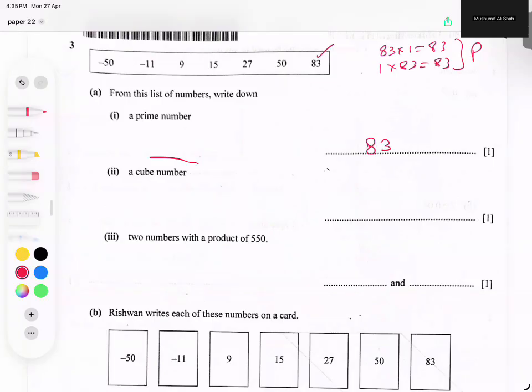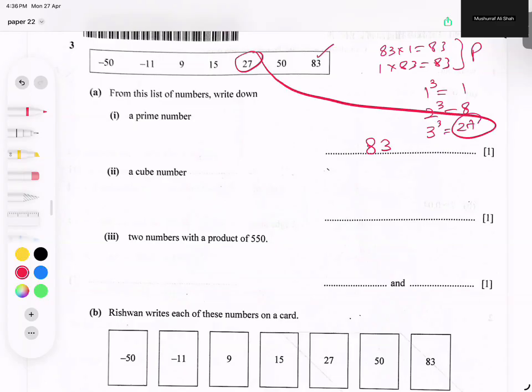Cube number. What is a cube number? Some students have no idea of the definition. For example, 1 to the power 3 is 1. 2 to the power 3, 2 times 2 times 2, is 8. 3 to the power 3 means 3 times 3 times 3, which is 27. So these numbers are called cube numbers. You can see, students, from here, which are cube numbers. 27 is there, so I think we can answer very easily. So 27 is a cube number.